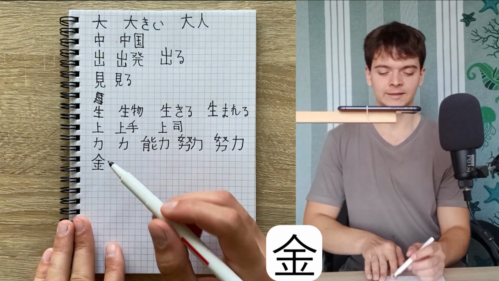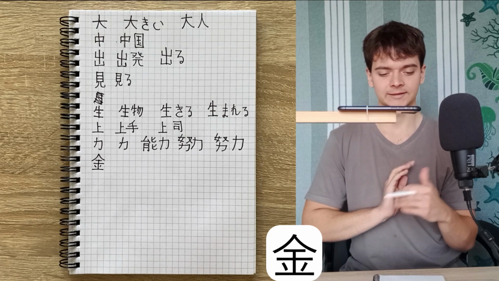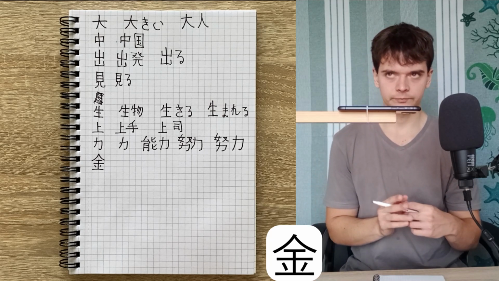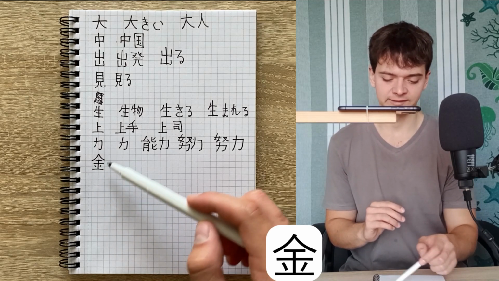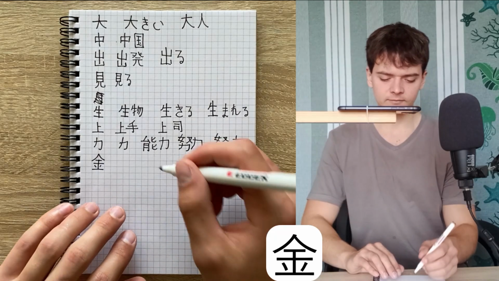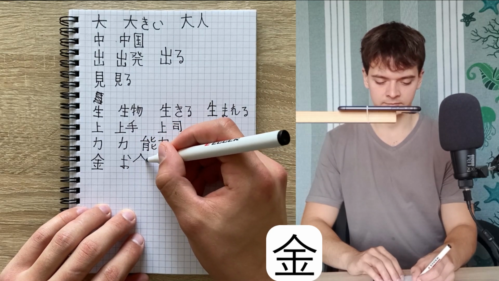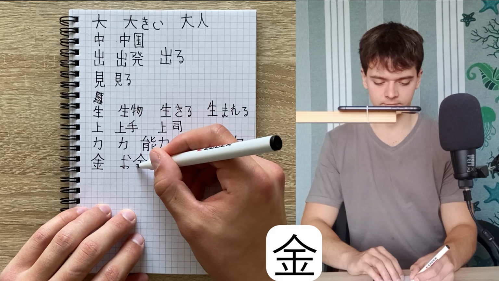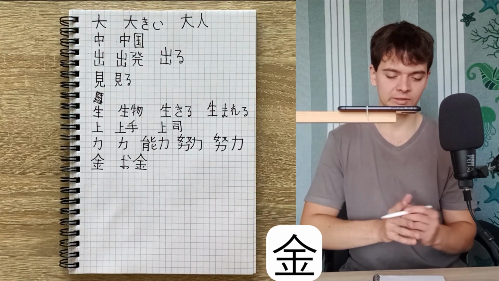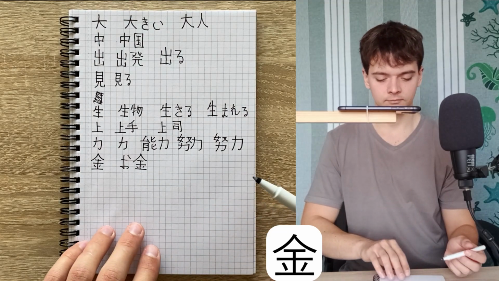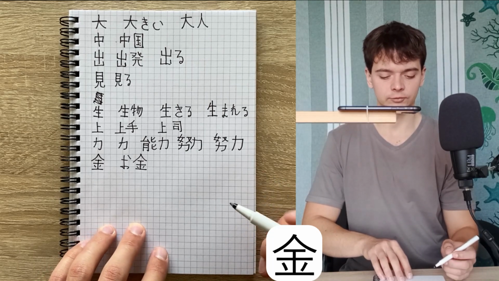This is kin. Kin means gold. You might have heard of the Japanese palace, Kinkakuji. Kinkakuji has the second floor covered in gold, so that's why they used this kanji to describe it. If you use hiragana o and put kin behind it, you get okane. Okane means money. It's also used in the word for metal, kinzoku.